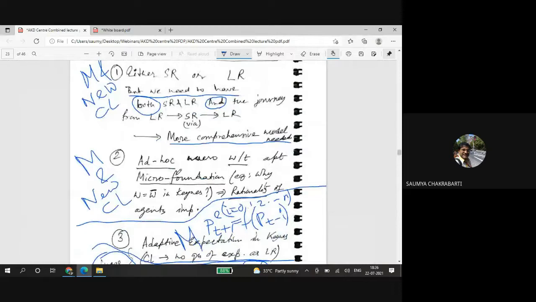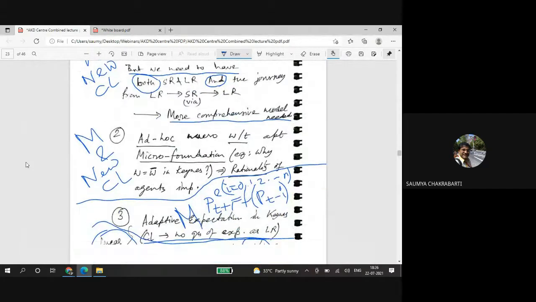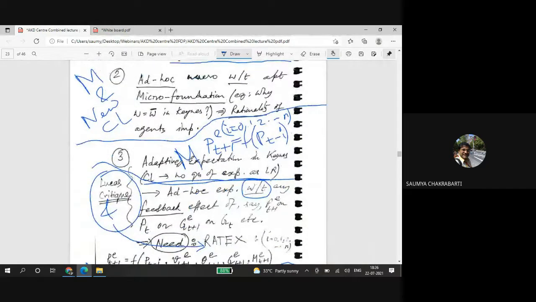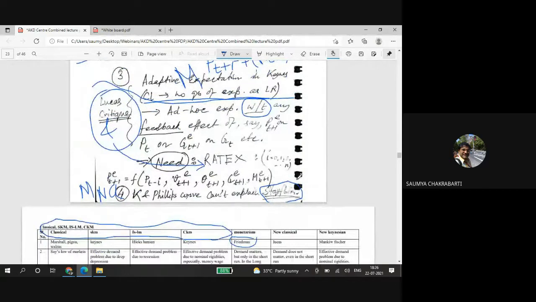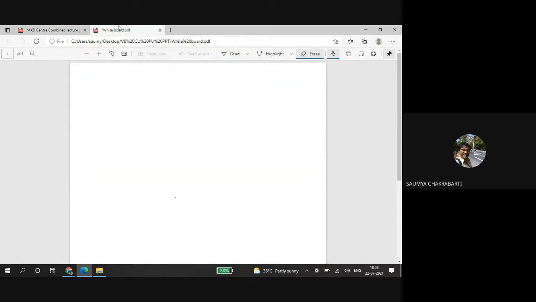They had to have micro foundations. Then they had to incorporate the issue of expectation. And then they had to explain the issue of stagflation, although not in the short run, but in the long run. So all these things they tried to handle with their intervention. And it was like this. So their commodity market, money market, this whole thing was like this.